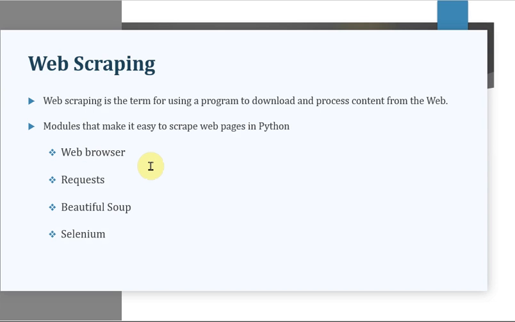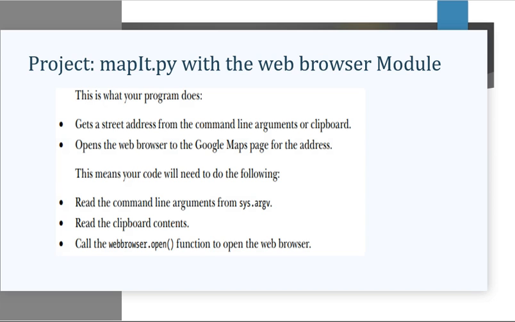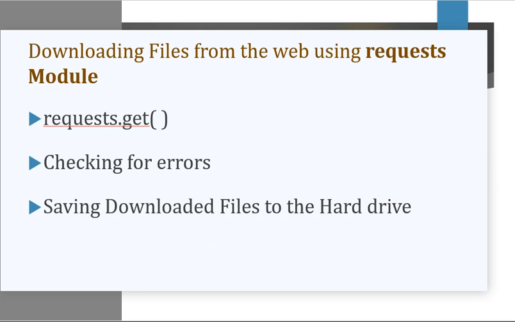So under this web browser module, we spoke about the open function. That is, whatever URL you have passed to the open function, this web browser is going to launch the browser with that URL. Okay. Under this, we had seen an example program that is mapit.py.